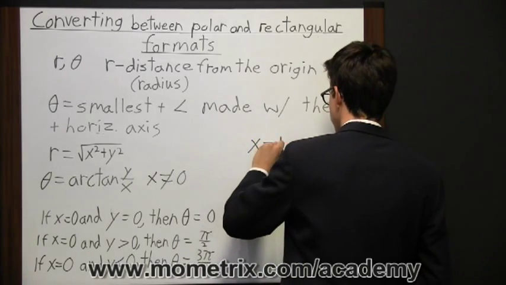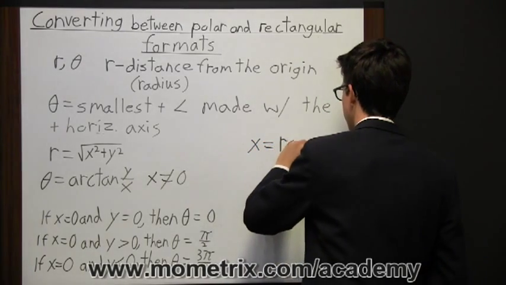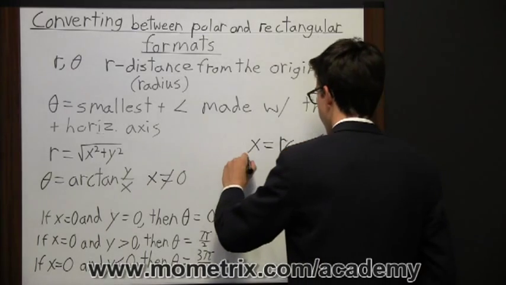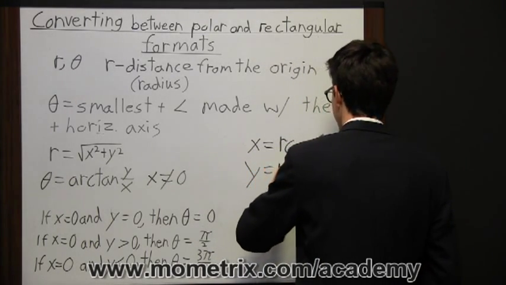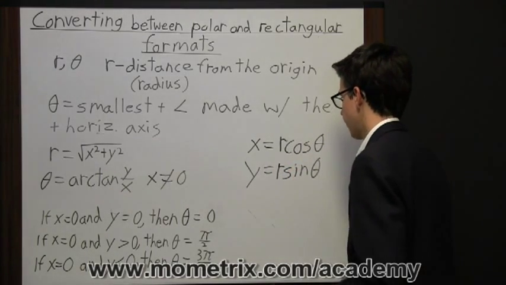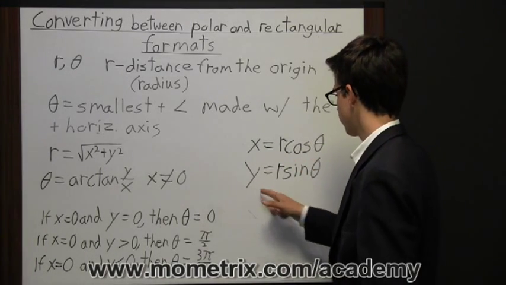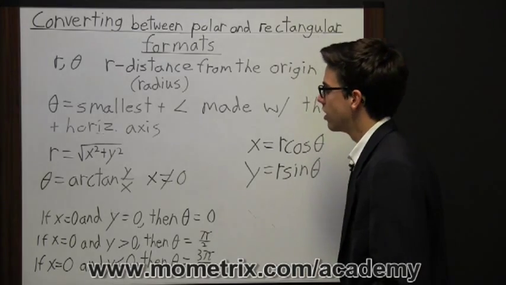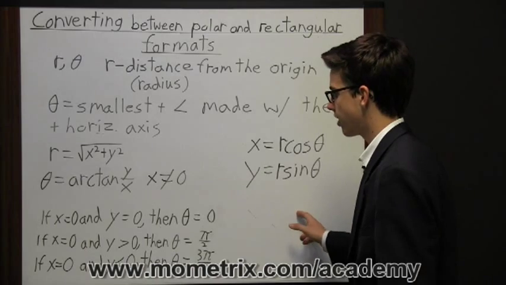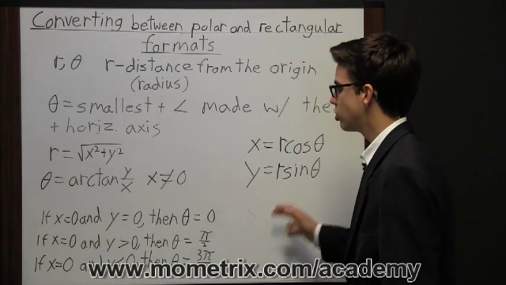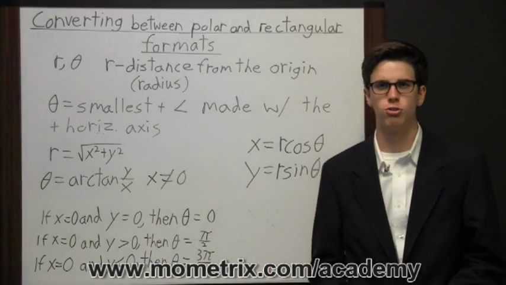But say we start with x, then we're looking for r cosine theta. And then for y, it's a similar equation. We're looking for r sine theta. So if you're looking for x, you're dealing with cosine. If you're looking for y, you're dealing with sine. So just remember that when converting between the polar and rectangular formats, you're always going to have to do two equations because you're solving for two variables.